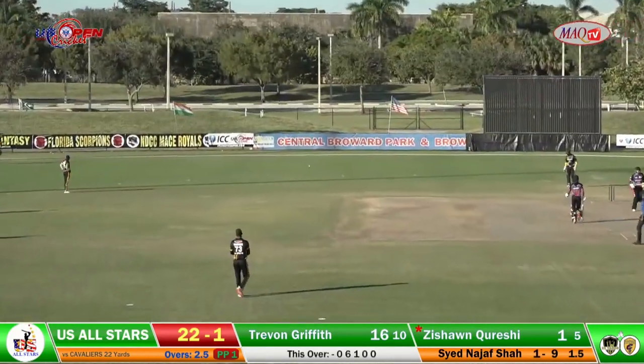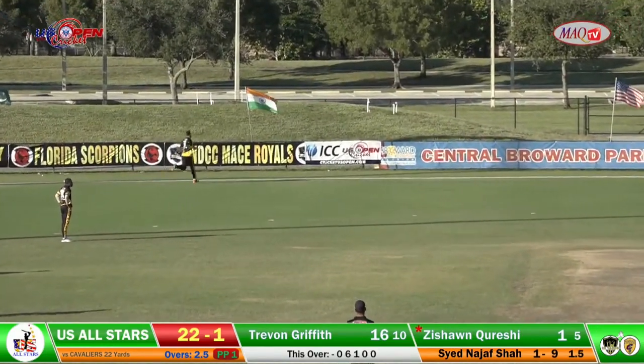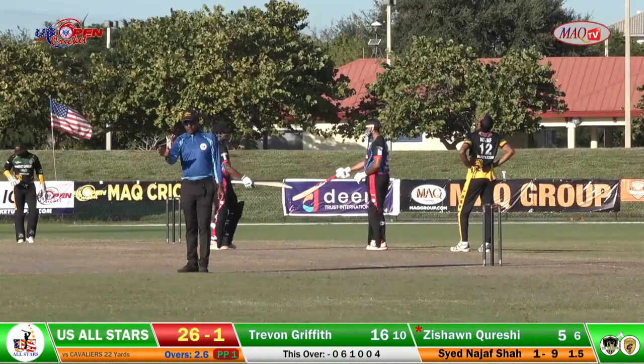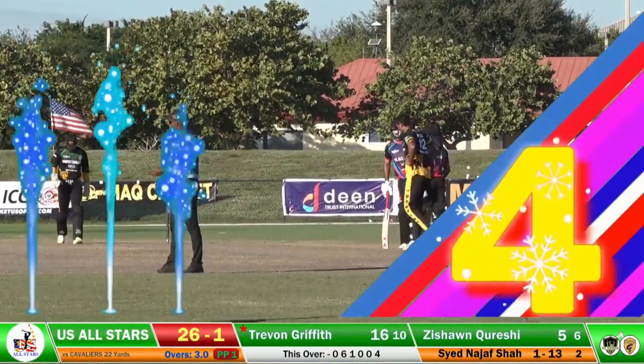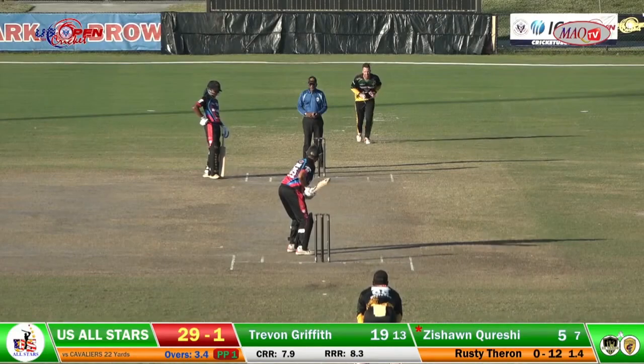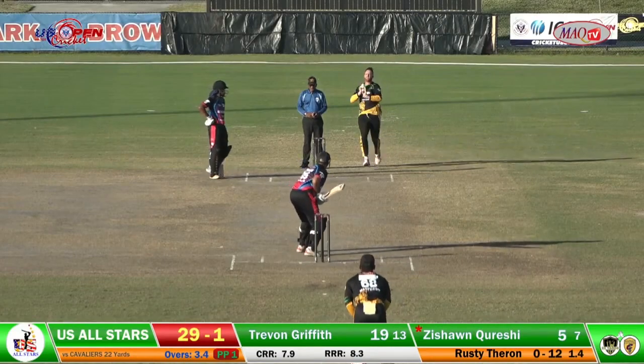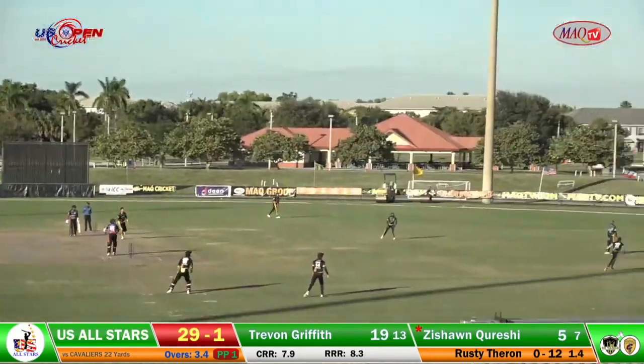It's time to stick the edge. Is going to go down to the boundary for 4. And again, Kurishi was pushing at that one. That's 4. The score is now 26 for 1 after 3. So there are no issues with the rusty Terran, the bowl to Kurishi. And he slashes this away.